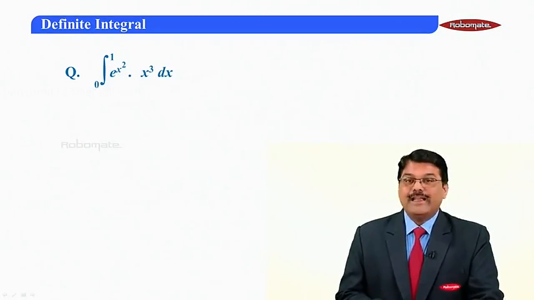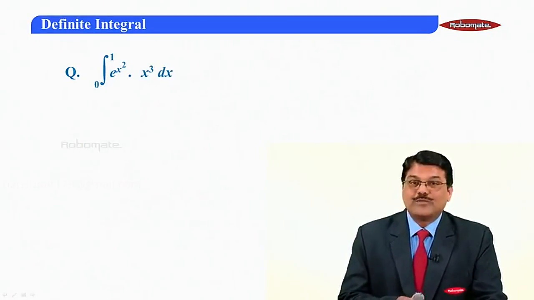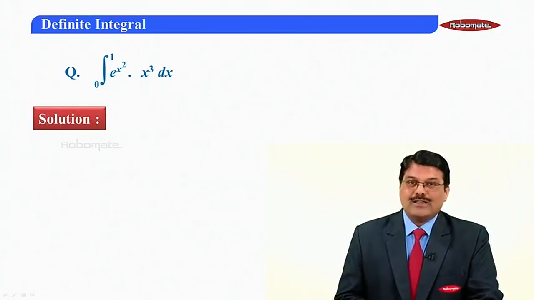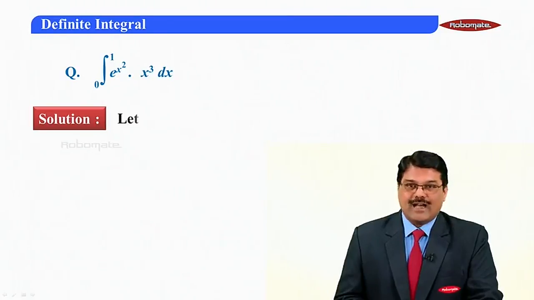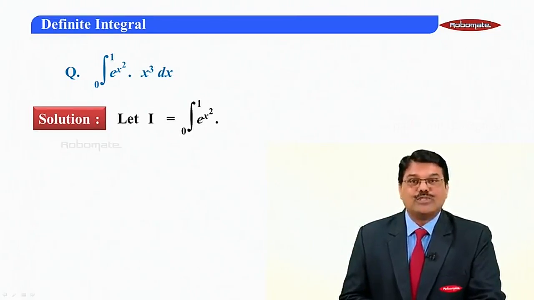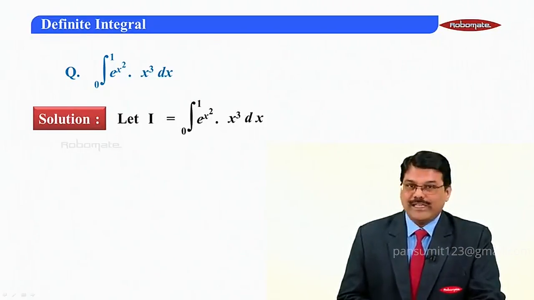Here, integration of e raised to x square into x cube with respect to x goes from 0 to 1. So in solution, let us consider the given integral as I. So we'll write let I is equal to integration goes from 0 to 1 e raised to x square into x cube with respect to dx.